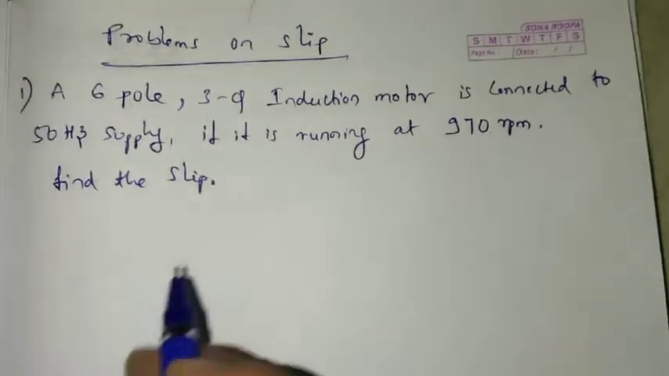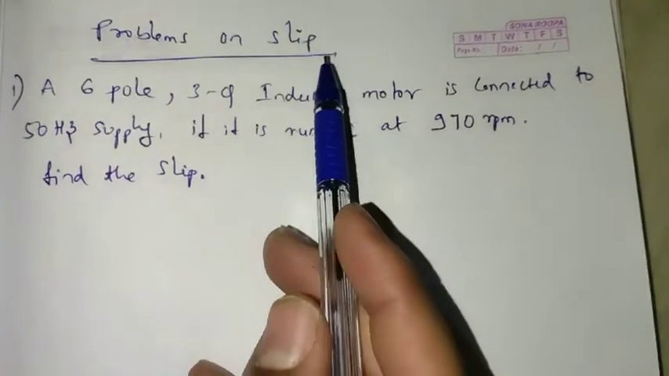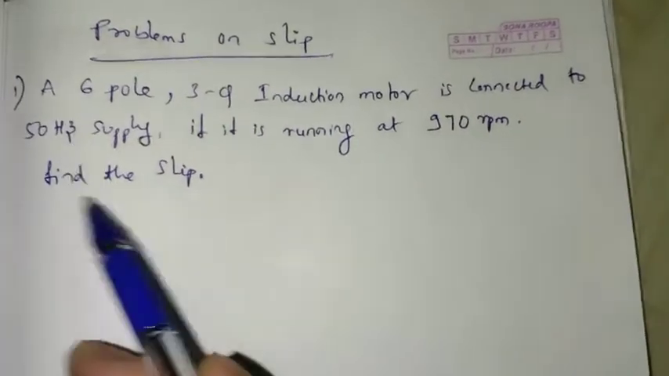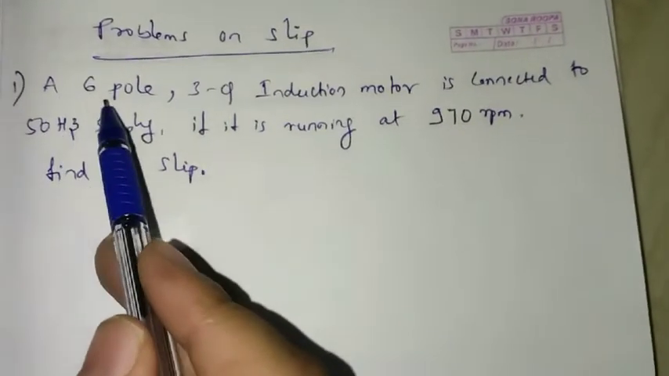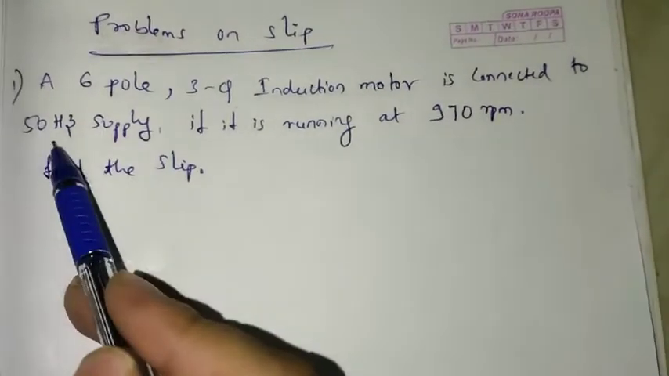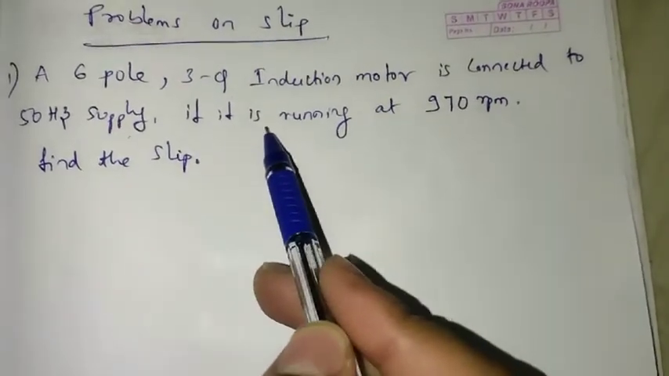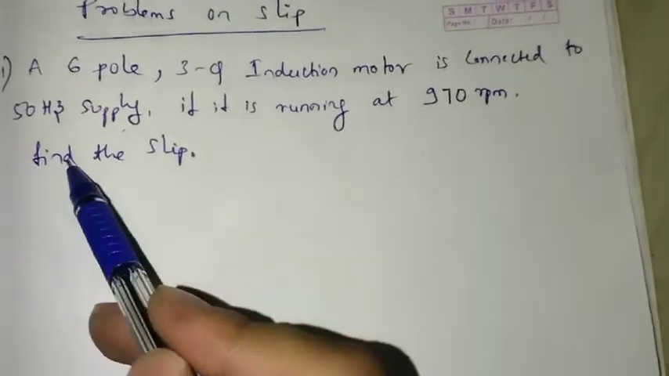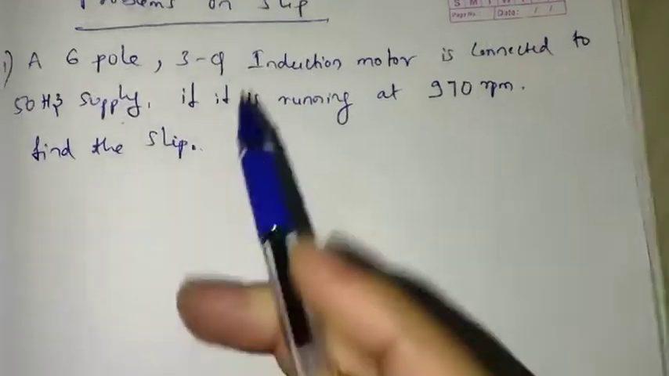Hello dear students. So let us discuss some numericals on the slip of the induction motor. The first question is: a 6-pole 3-phase induction motor is connected to a 50 Hz supply. If it is running at 970 rpm, find the slip of the induction motor.